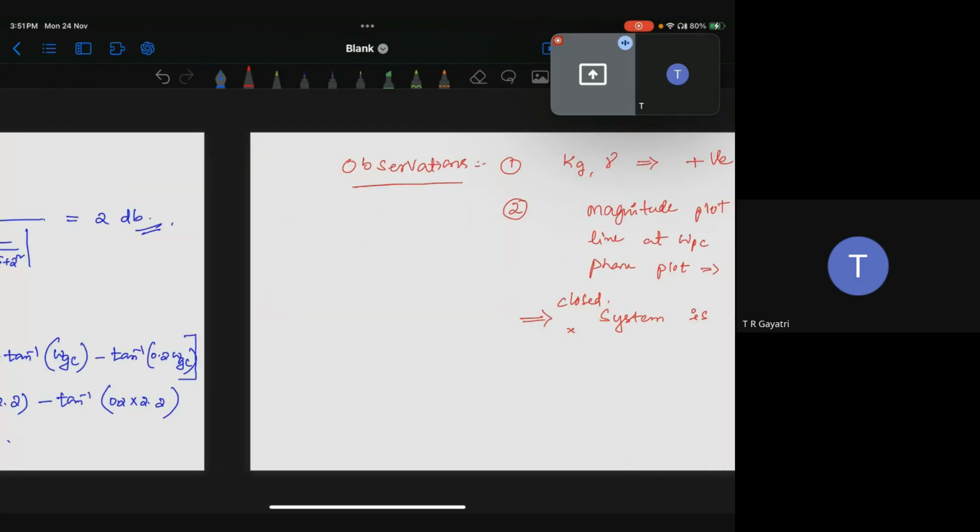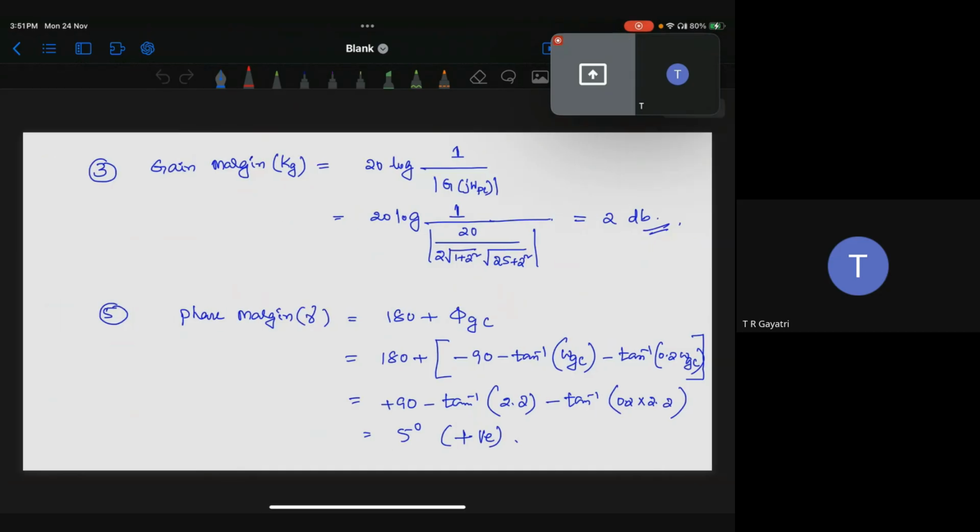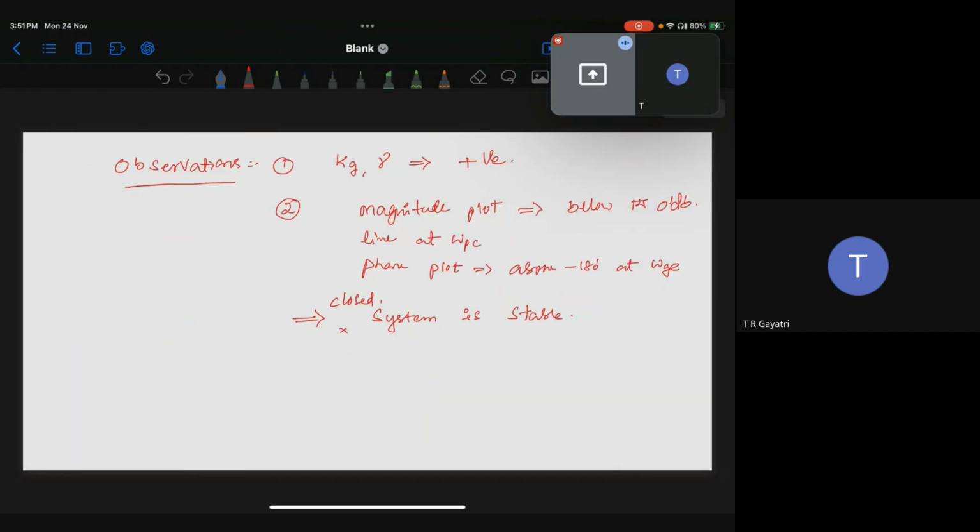Do you have any doubts? Yes, point one, what have you written? Which one? Here, K g comma gamma. Gamma is phase margin. Yes, so this is phase margin and this is gain margin. We represent them with these terms.